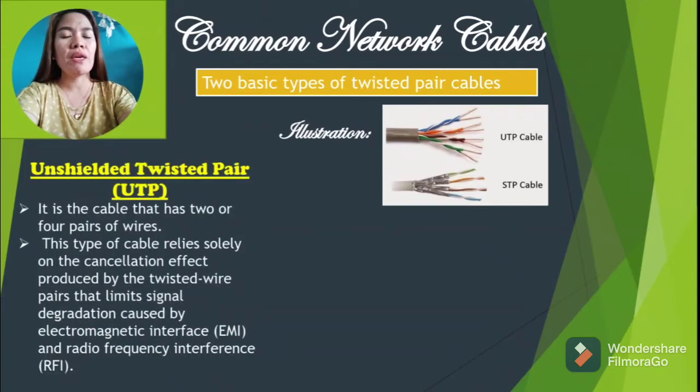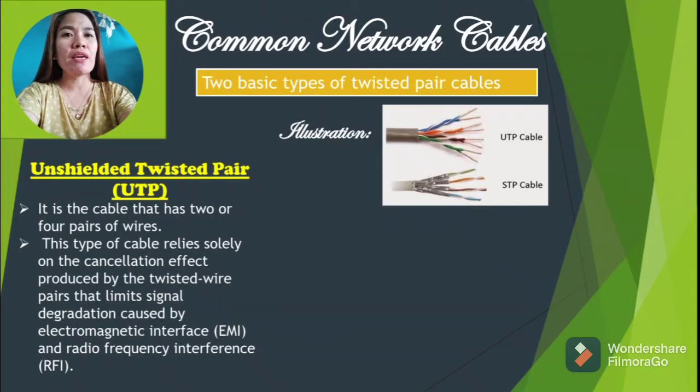What is UTP? It is unshielded twisted pair. It is a cable that has 2 or 4 pairs of wires. This type of cable relies solely on the cancellation effect produced by the twisted wire pairs that limits signal degradation caused by electromagnetic interference or EMI and radio frequency interference or RFI.